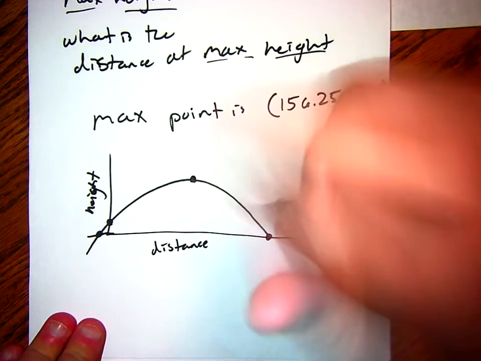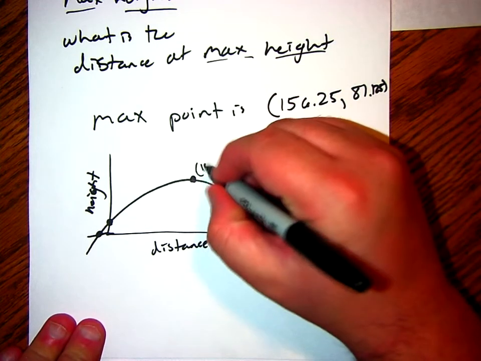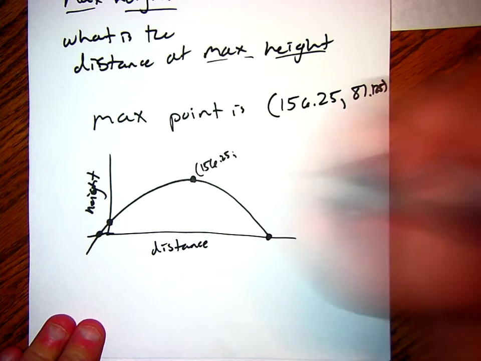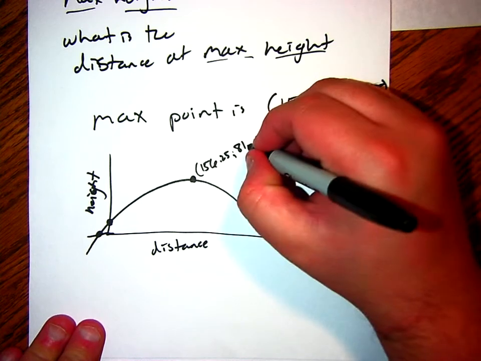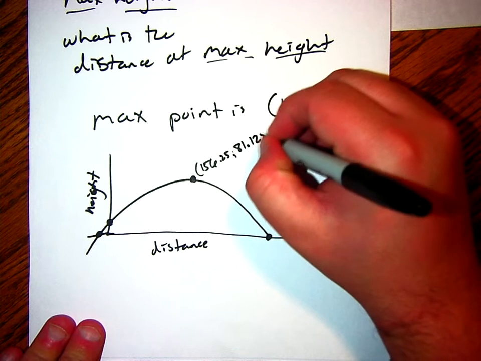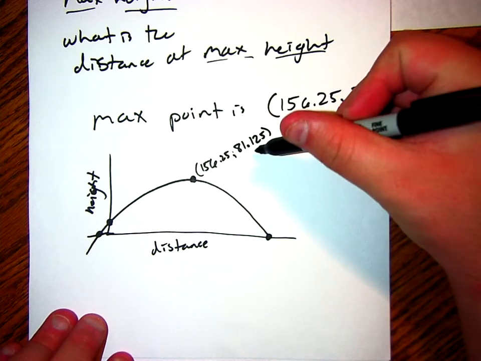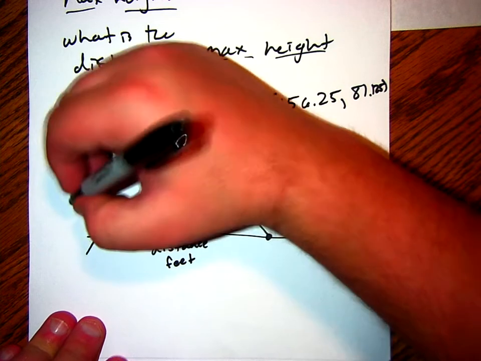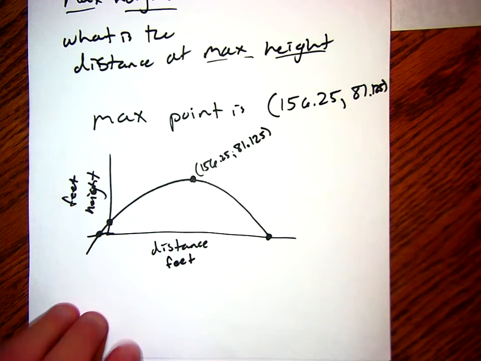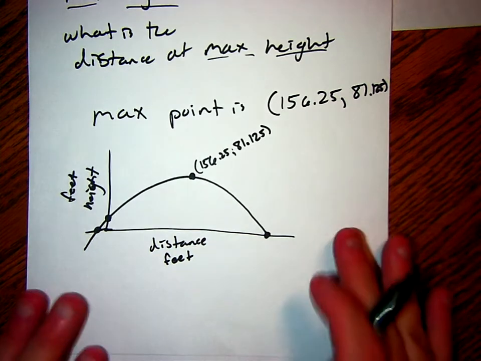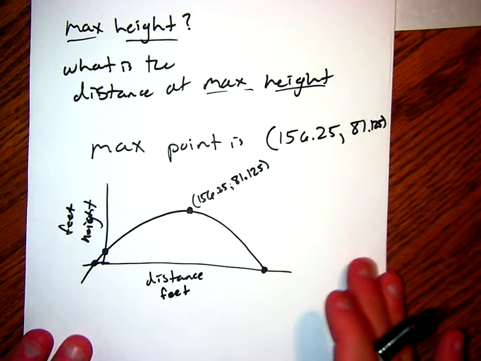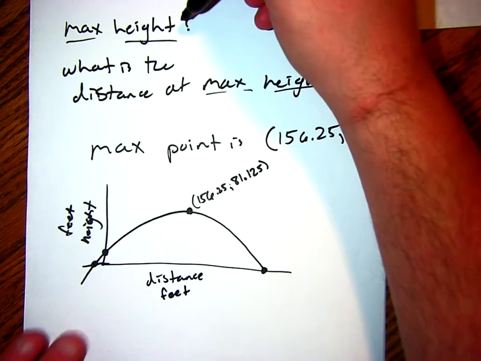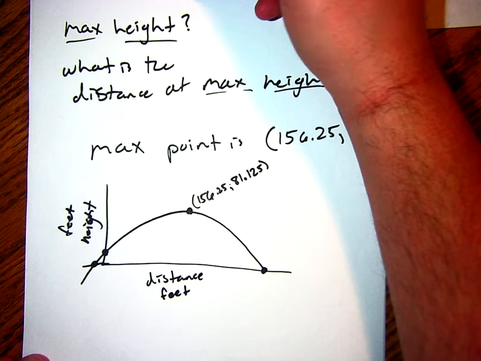All right, and so this point is our 156.25, comma, 81.125. And again, it also tells you that this is in feet. Distance in feet, height in feet. So we're looking for the maximum height. What is the actual height? The max height, the highest point, or the highest the baseball gets.